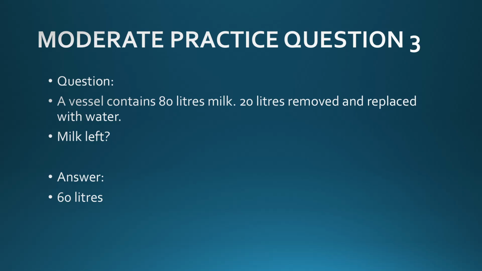Now here is a practice question. A vessel contains 80 liters milk. 20 liters removed and replaced with water once. Milk left equal to how much? Very easy. 80 liters milk is there. 20 liters is removed and replaced with water. So if we remove 20 liters from 80 liters, how much is left? 60 liters. This question is very simple.